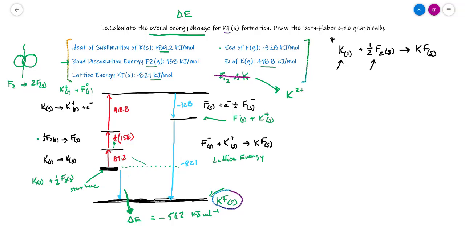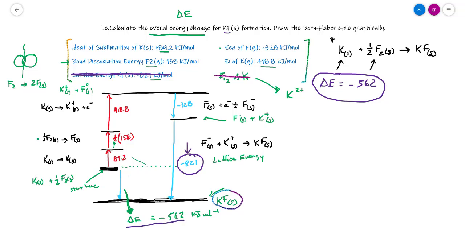Another question I could get at is I could give you, in this table of values, the actual overall delta E. I could give you minus 562 in this case, in this example, but maybe I don't give you the lattice energy. So maybe I give you everything except the lattice energy, including the computed overall, and then I ask you to actually compute this value, the minus 821. No different. You just have to set up this value and then evaluate what this number would be to give you a total energy change of minus 562.